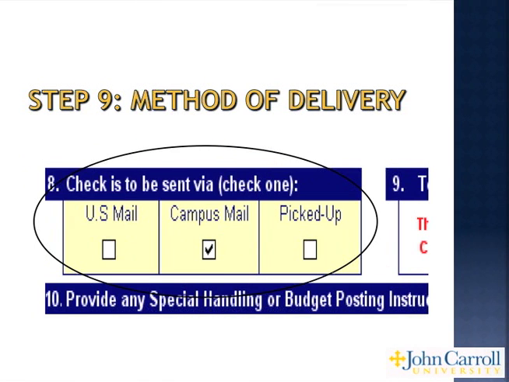Step 9, Method of Delivery. Item number 8 asks if you want the check mailed via the U.S. Postal Service or campus mail. If your address in item number 2 is a JCU mailbox, then select the campus mail checkbox. If not, select U.S. mail. You can also elect to pick up the check when it is ready in the business office located on the lower level of Rodman Hall.